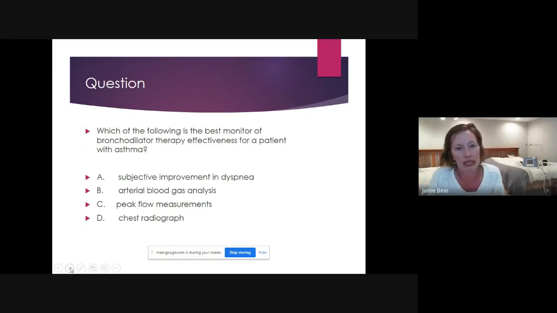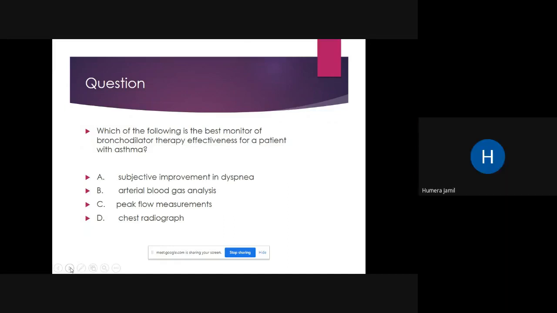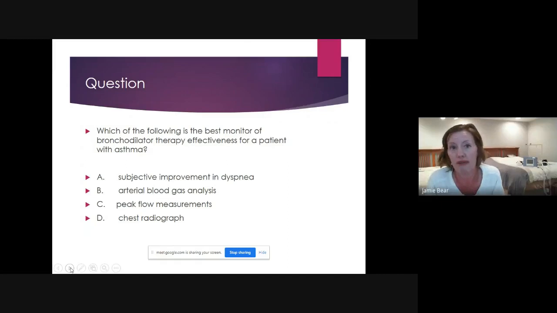Which of the following is the best monitor of bronchodilator therapy effectiveness for a patient with asthma? Subjective improvement in dyspnea, arterial blood gas, peak flow, or chest radiograph? C. Good. C, peak flow measurements. Yep. Great. Good.